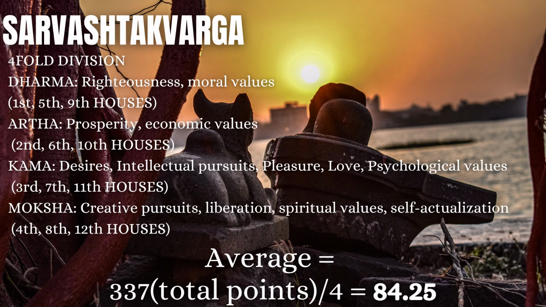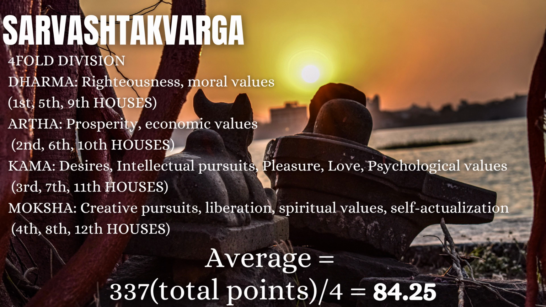That's very simple. The Dharma triangle tells about righteousness and moral values. The 1st house, 5th house and 9th house are considered the Dharma triangle. The second triangle, the Artha, represents prosperity and economic values, in which the 2nd house, 6th house and 10th house are taken into consideration. The third triangle is the Kama triangle, which represents your desires, intellectual pursuits, pleasure, love and psychological values. In that we have to make a sum total of the 3rd house, 7th house and the 11th house.